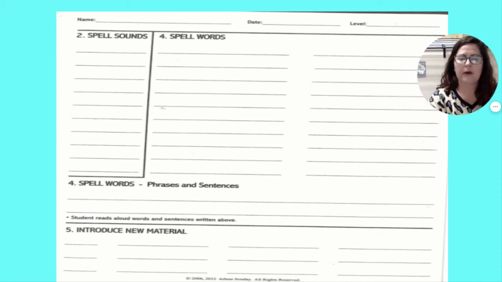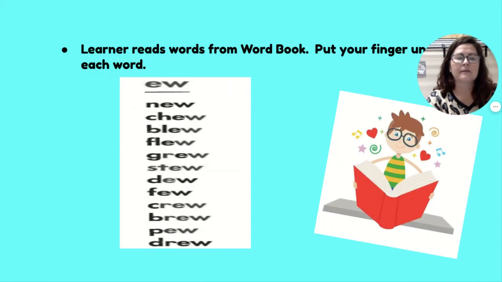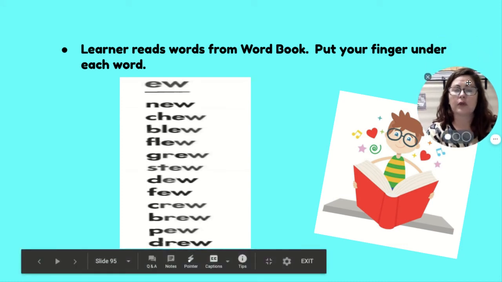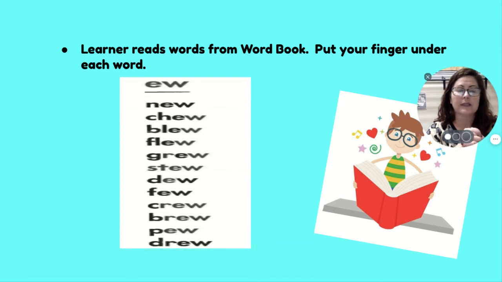Okay, now we're going to practice reading some words that have oo at the end of a word. Remember, this is the first choice. So when you hear oo at the end of the word, your first choice is going to be to spell it with the EW. So pause the video and read this column of words.